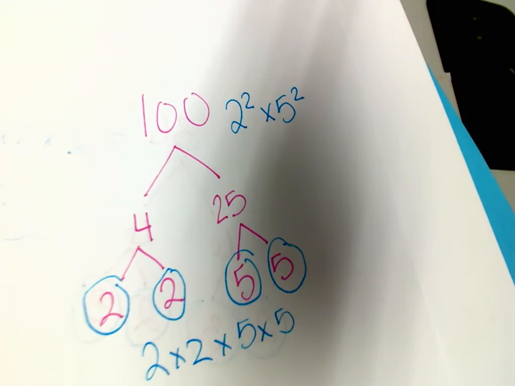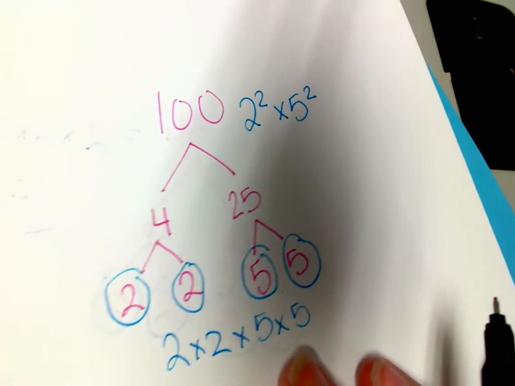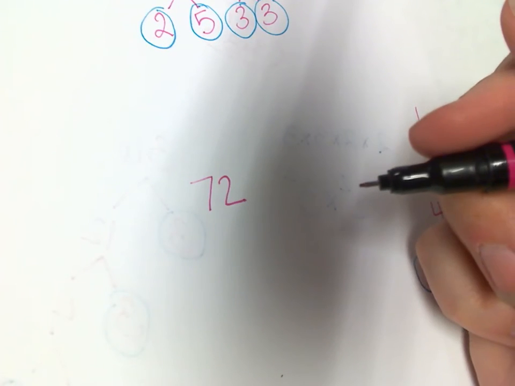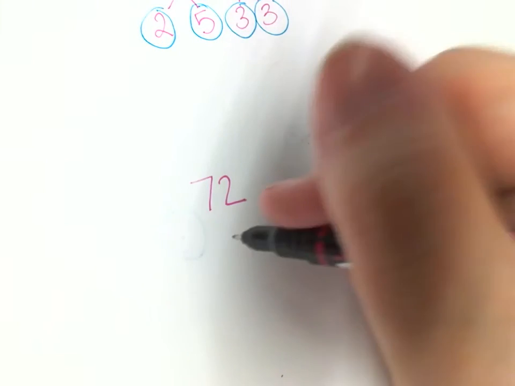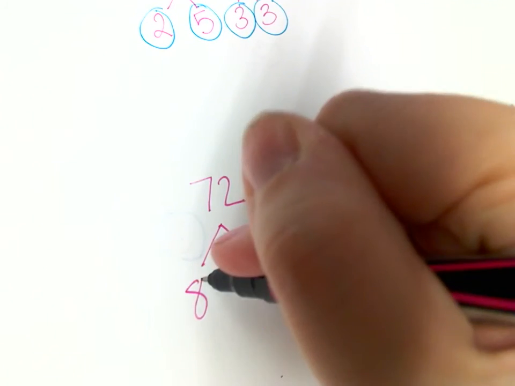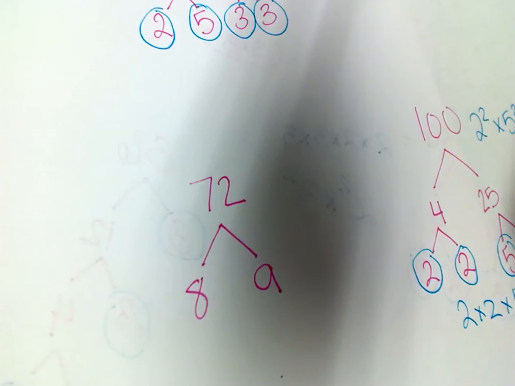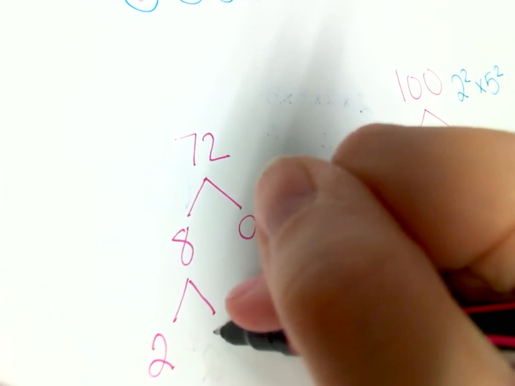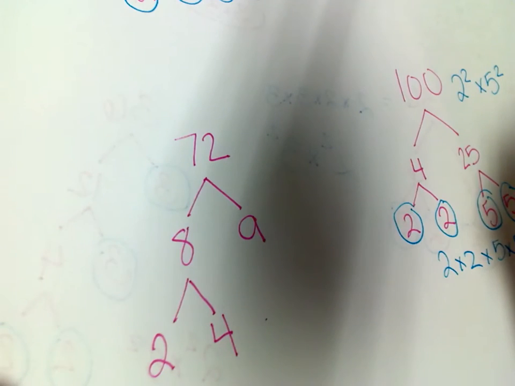Okay, and we're going to try one more. Let's do 72. What's something that can multiply to get to 72? 8 times 9. What can go into 8? 2 times 4. And again, don't say 4 and 4, because yes, 4 plus 4 is 8, but 4 times 4 is 16.